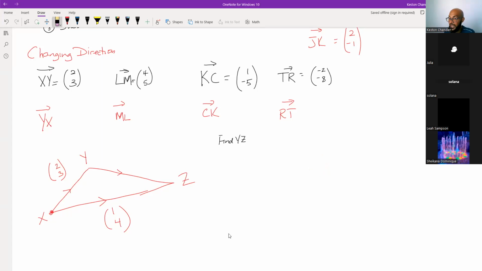So I'm not looking at the diagram right now, right? I am just writing my vector equation. This is how I usually approach it. So I have to write YZ, that's what I have to find. I'm starting at Y and I am ending at Z.